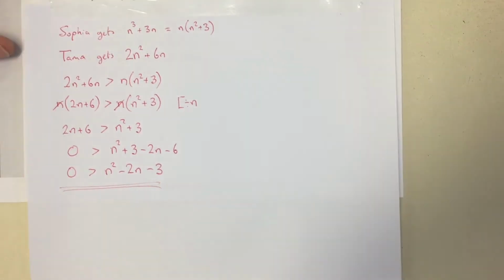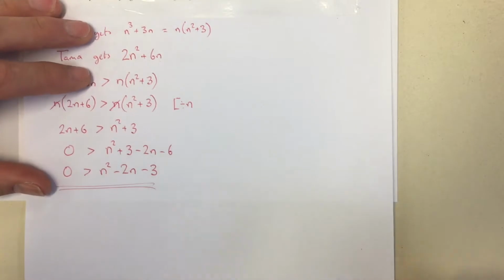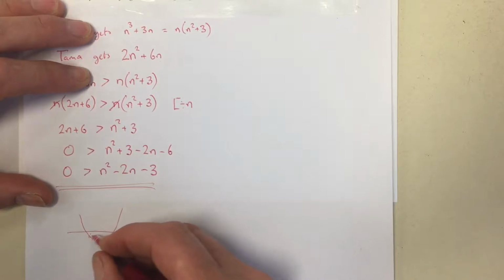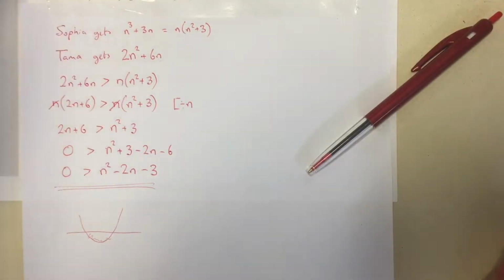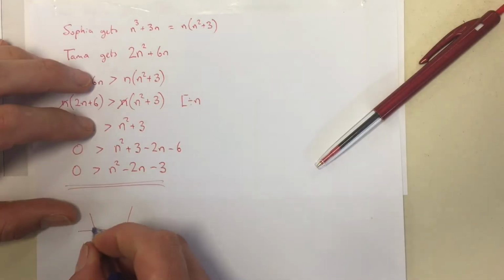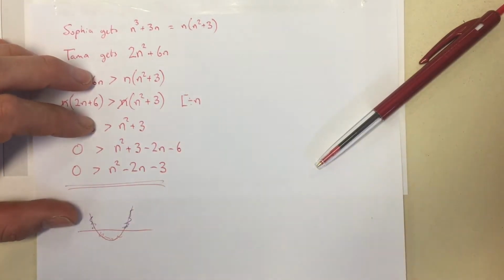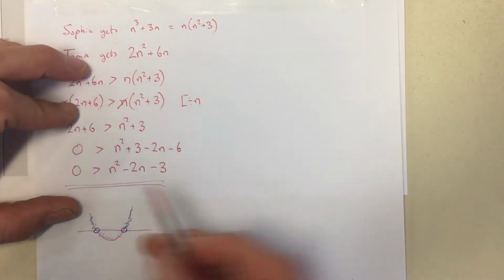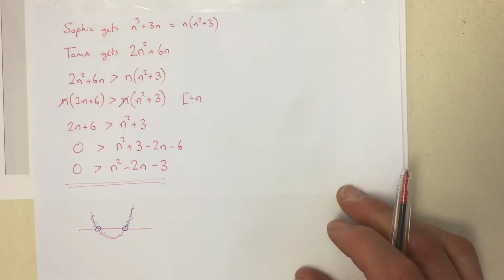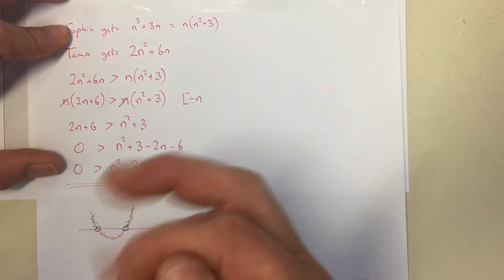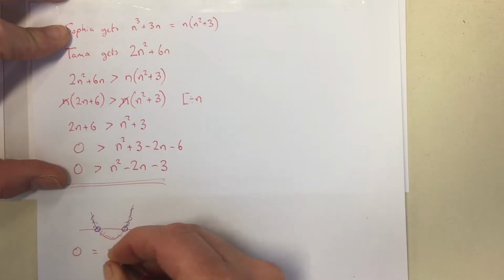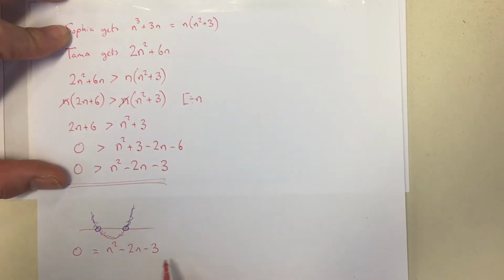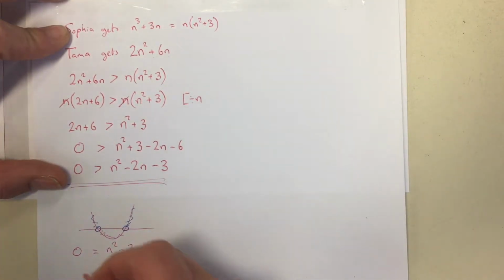Okay, so with a quadratic inequation, we know that it looks like this, and we're either looking for this bit, or we could be looking for this bit and this bit. But first of all, we need to find these 2 points here. In order to do that, we don't treat it as an inequation, we treat it as an equation, and just say that 0 equals n squared minus 2n minus 3. Okay, now we can just factorise this and find out what these 2 points are.